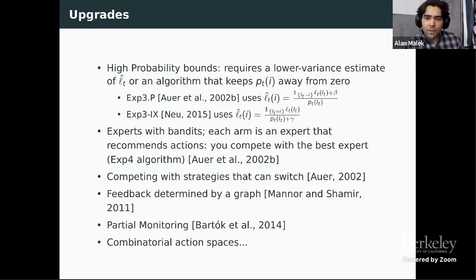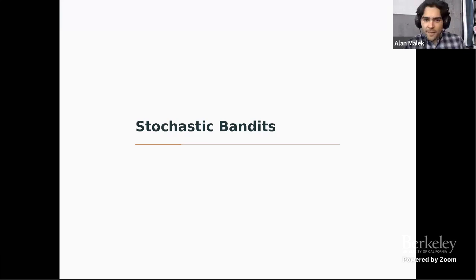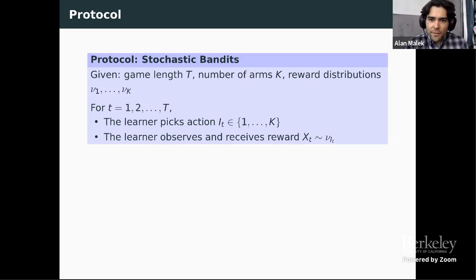So let's look at stochastic bandits, which is the next big thing. And stochastic bandits, as you can kind of guess, is just adversarial bandits when the arms are stochastic, really. So in this case, you have a reward distribution, nu_1 through nu_K, over each arm. You pick arm I_t, and then you get to see a sample from the distribution. And your goal is basically to find the arm with the highest mean.